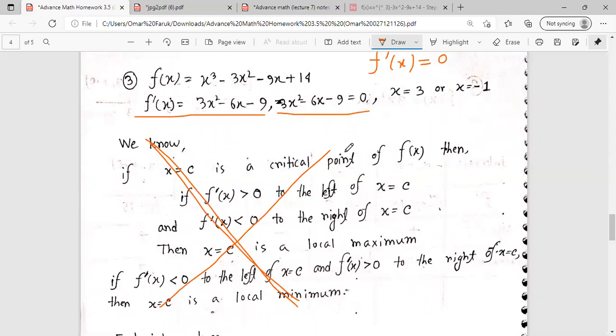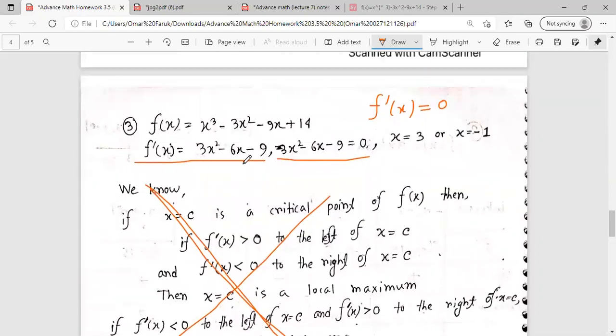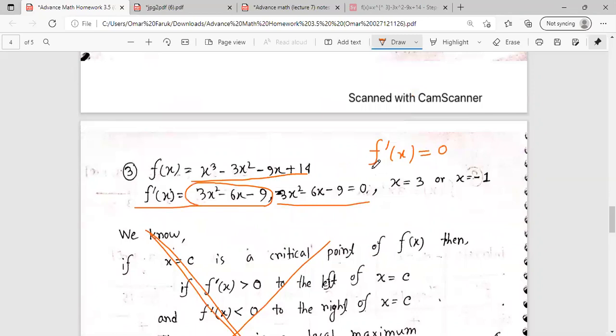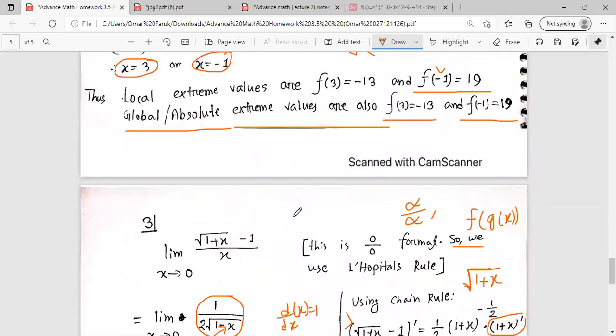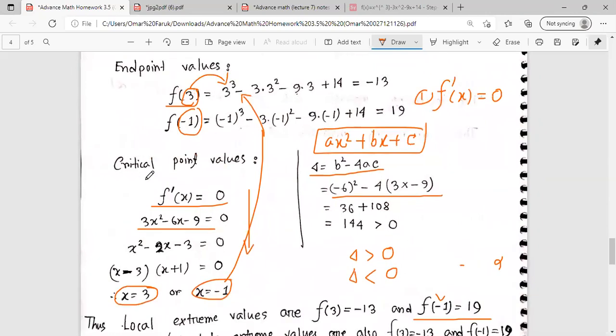Okay, you can continue. So the derivative of this function is 3x square minus 6x minus 9. And from our formula, we know that when the derivative of the function is 0, then we can find some critical value. So I just write this way. The derivative is equal to 0. Then I calculated here. You see here?